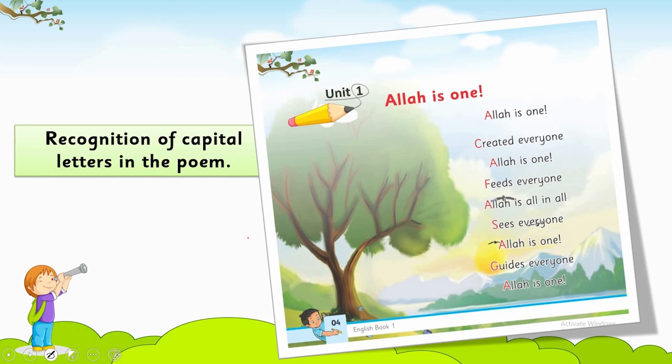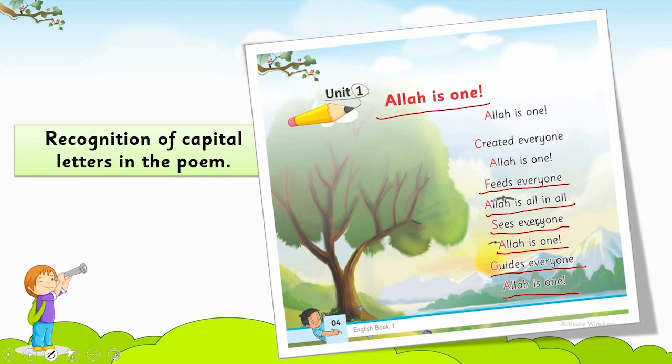So here we are going to recognize the capital letters in our poem. The poem title is what? That is Allah is One. Allah is one. Created everyone. Allah is one. Feeds everyone. Allah is all in all. Sees everyone. Allah is one. Guides everyone. And Allah is one.